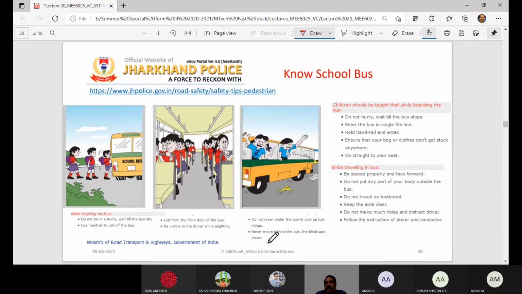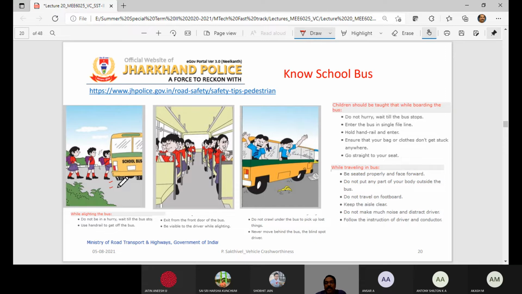Children should be taught how to board the bus. Do not hurry. Wait till the bus stops. Enter the bus in a single file line, one by one. In the first picture, you could see that they are entering one by one, and holding the hand rail as they enter, so they have support. This boy is doing it nicely here. Ensure that your bag and clothes don't get stuck anywhere. That's very important. See, all tiny, nice bags, and they do take care.